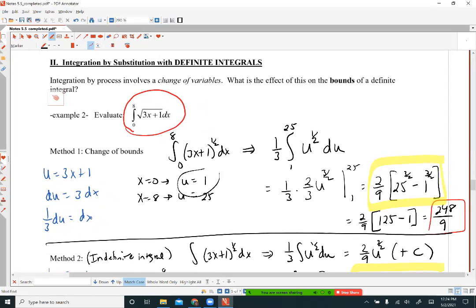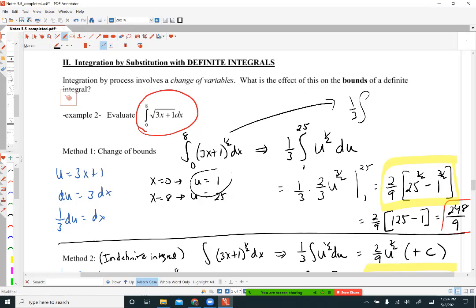What I'm saying is what some students do is they go like this: 1/3, the integral from 1 to 25, and now, oh, I'm sorry, they keep the original limits of integration. That's what I'm complaining about. 8 to 0 of the square root of u, u to the 1/2 du. Okay, sorry, sometimes it's difficult to print. You see, this is wrong.